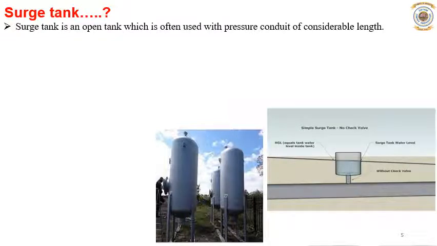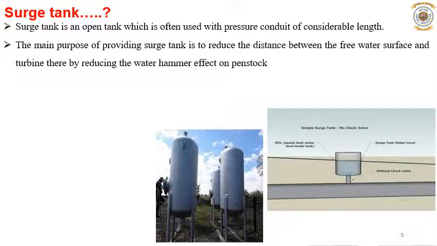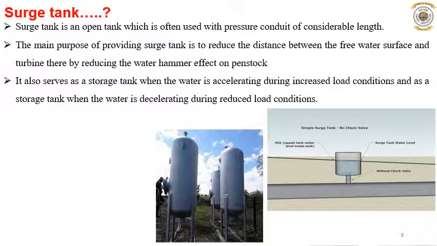Here you can see certain surge tanks which are connected to the penstock. The main purpose of providing a surge tank, as I told, is to reduce the distance between the free water surface and the turbine, thereby reducing the water hammer effect on the penstock. We will see later what exactly water hammer means.